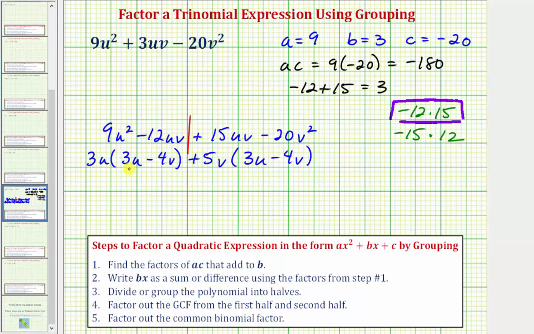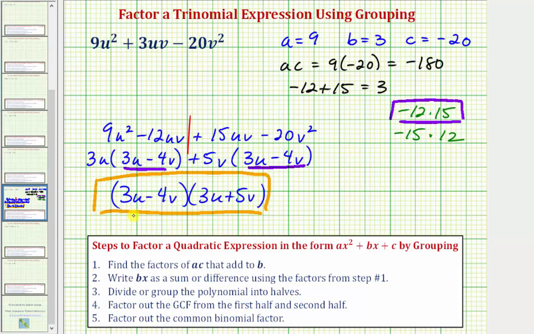Notice these two products have a common binomial factor of 3u minus 4v, which should always be the case when we factor by grouping. So our last step is to factor out the common binomial factor. So in this case, we'll factor out 3u minus 4v. If we factor out 3u minus 4v, notice how we'd be left with 3u plus 5v, which is our second factor. So this is the factored form of the given trinomial.